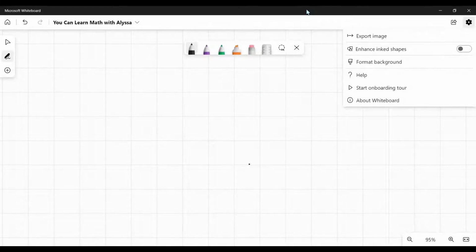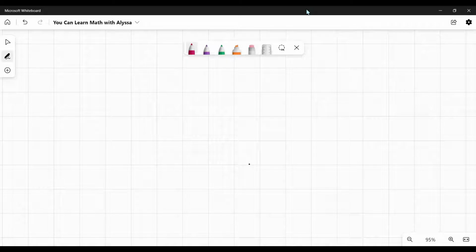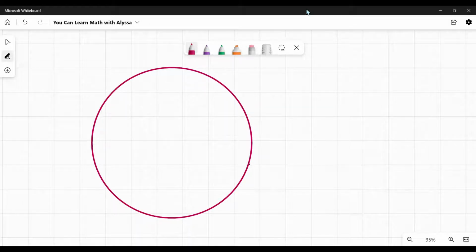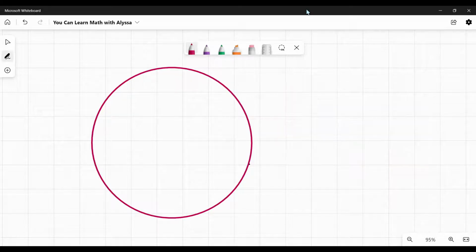Now I'm not great at drawing circles, so I'm going to turn on this little feature so we can draw some nice, pretty, lovely, beautiful circles. Oh yeah, there it goes. It takes a second. Right, area and circumference of a circle.